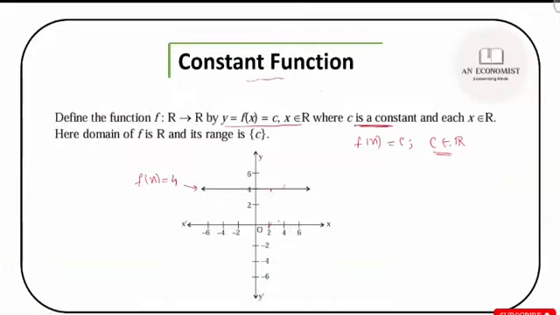For 2, the value is 4. For 4, the value is 4. For 6, the value is 4. So for any value you take in the domain, this will give you 4. So the domain here is the real line, but if you consider the range, it will have only one value, which is 4. So in general, the range will be only the value c.